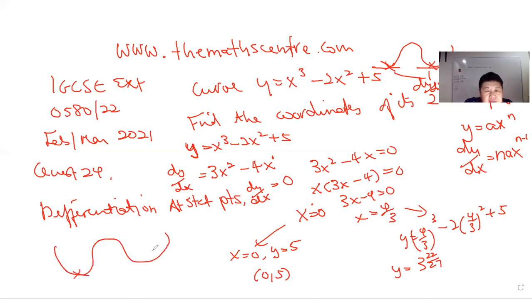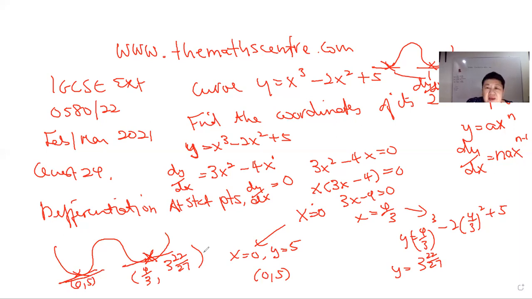So therefore, the curve has two stationary points here. One is at (0, 5), where the gradient is 0. And the other stationary point, where if you draw a tangent to it the gradient is also 0, has coordinates (4/3, 3 and 22/27). Here in this case, I wrote it as a mixed number, not an improper fraction. You can do that, and that's it.